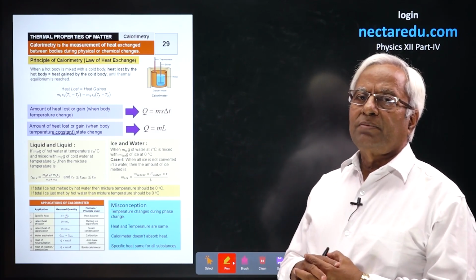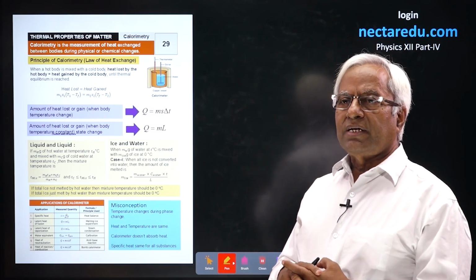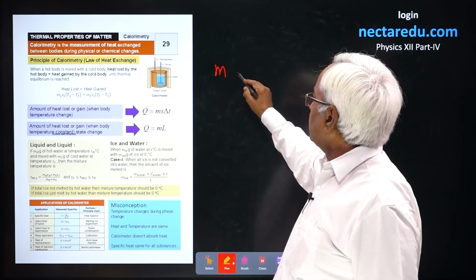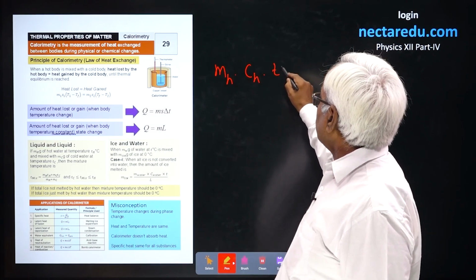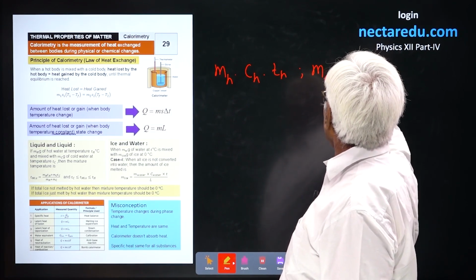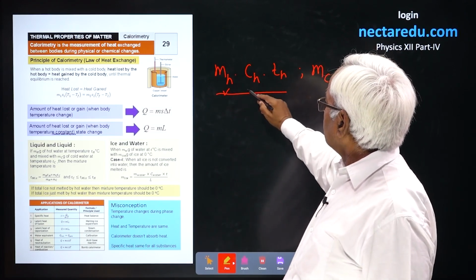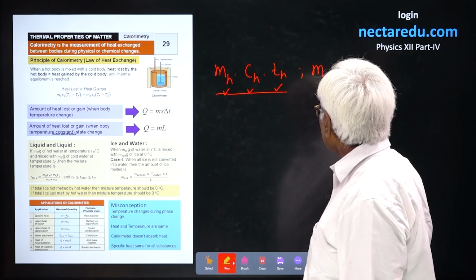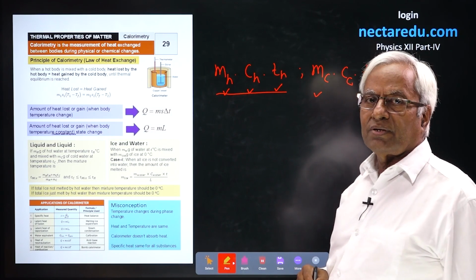You could say it is based on the principle of conservation of energy, because it says that heat given is equal to heat taken. Ultimately, there is no loss of energy. Suppose there is a cold body and a hot body. This is the hot liquid: MH, CH and TH, that is mass, specific heat, temperature. This is the cold liquid: MC, CC and TC, mass, specific heat and temperature.